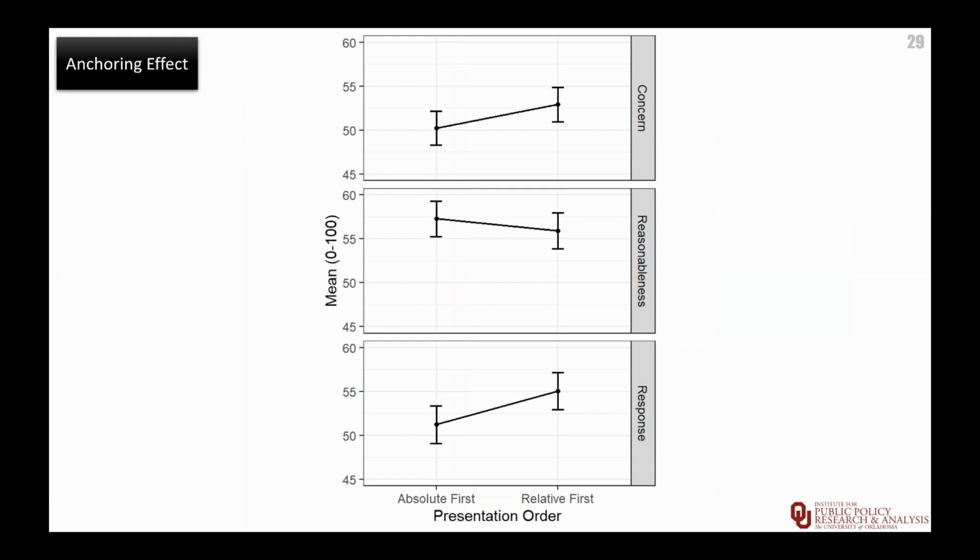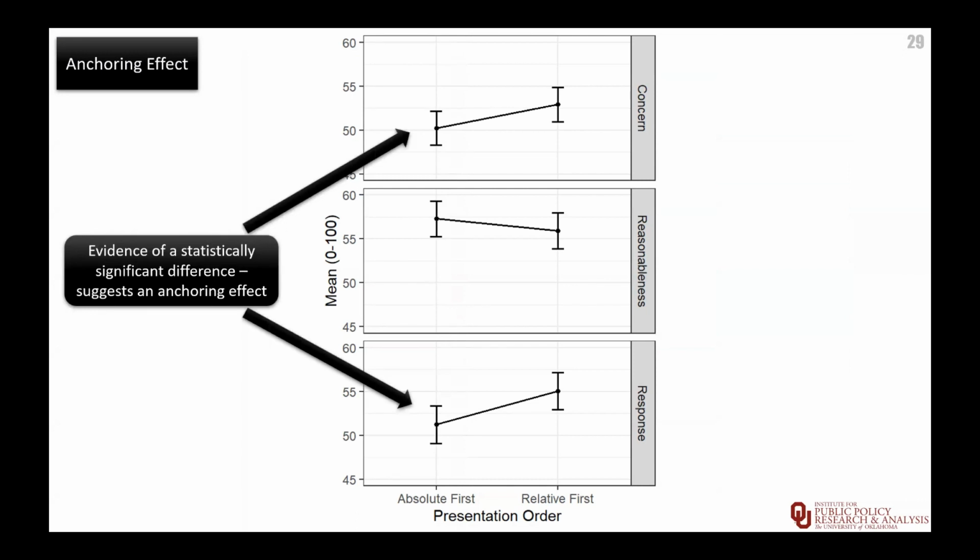When we look for an anchoring effect by splitting up our participants by whether they saw the absolute information first or the relative information first, we do see that there is a statistically significant difference across these different concern and responses. So people who are seeing the relative risk first, the larger number, are ranking their likelihood of response and their level of concern higher. They're associating larger values with their concern, because they've seen that larger value first.